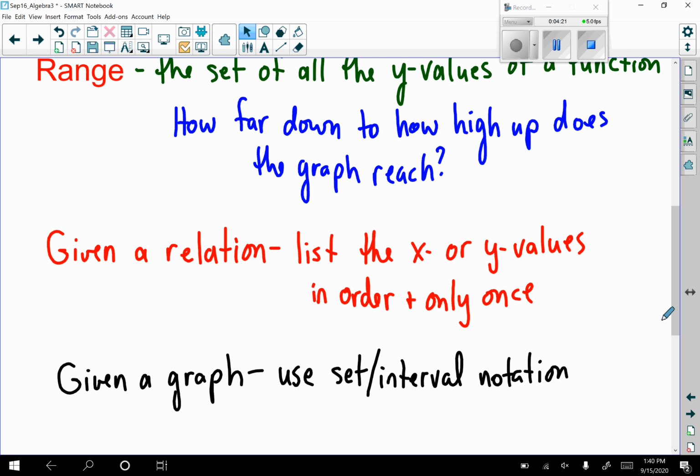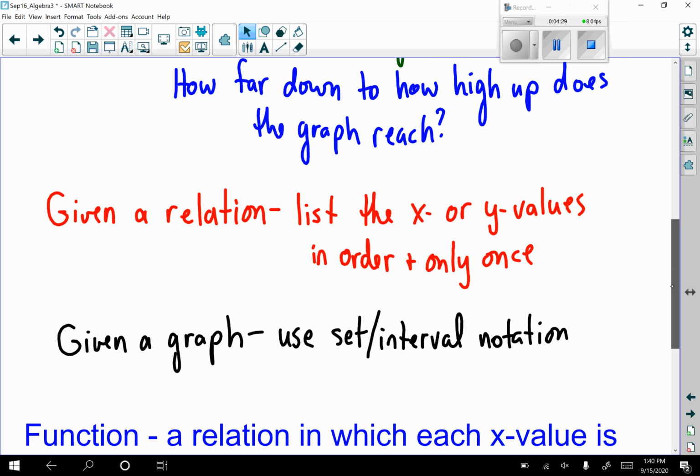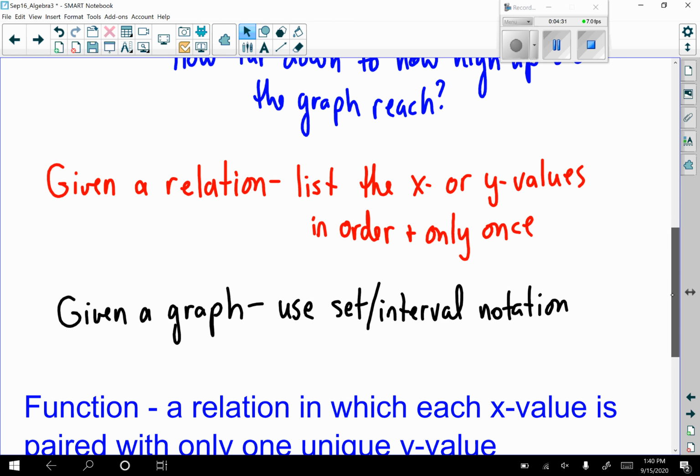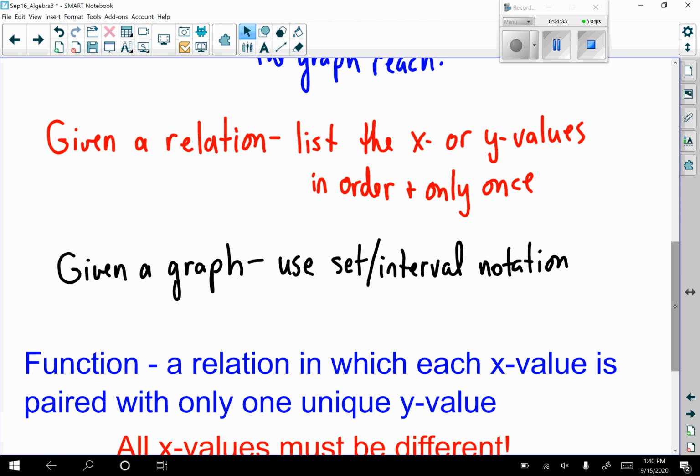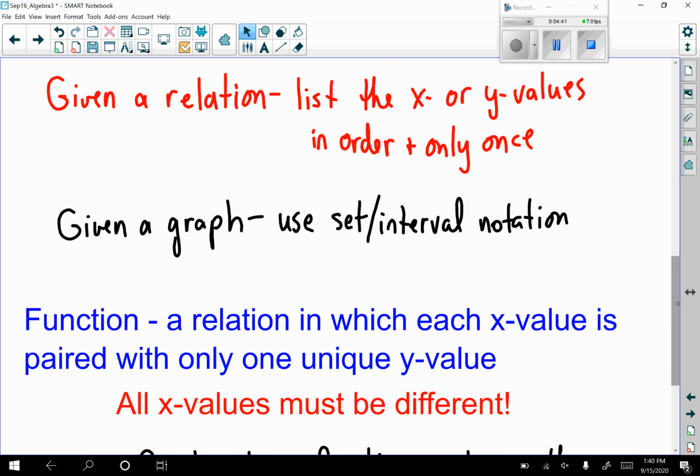Given a graph, we're going to use set or interval notation, and I'm primarily going to use interval notation. But then we also, like I was getting to, have to determine whether a function or a relation is a function. So here's the actual definition of a function. It's a relation in which each x value is paired with only one unique y value. What does this mean? It just simply means all x values must be different. So if we're looking at a list of ordered pairs, every x value cannot be repeated.